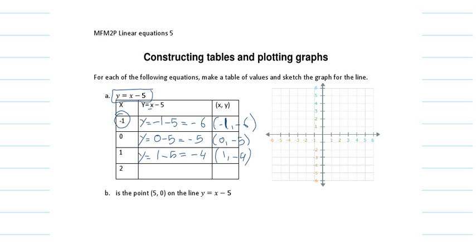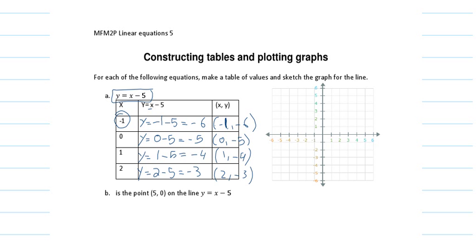And my last one is going to be replacing x with a 2. So 2 minus 5 is -3. And my point is going to be 2, -3. So now I found my points. I have to put them on the graph.